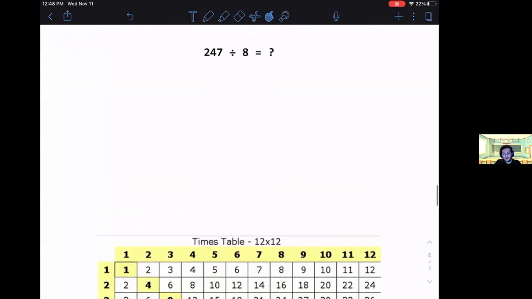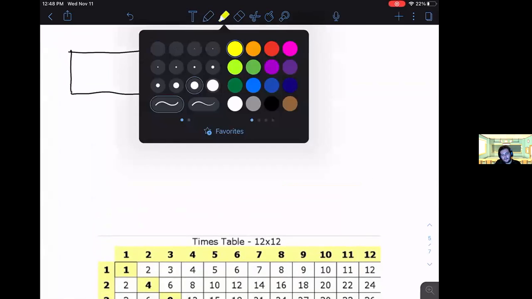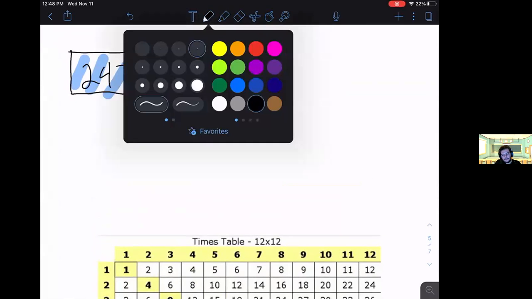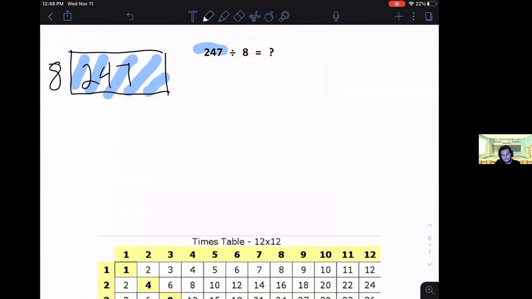So we will create our area model. And I like creating a little extra one here on the side because it helps me remember what goes where. So we have our whole number. So we'll put our whole over here. We know our whole is going to be 247. And we know one of the sides is going to automatically be 8 because that's our divisor. So we have our dividend or whole number, our divisor, and we need to figure out what the quotient is.